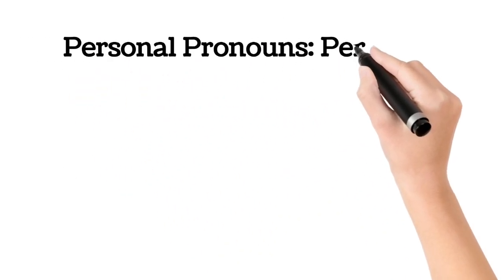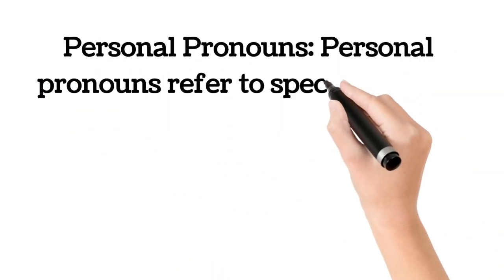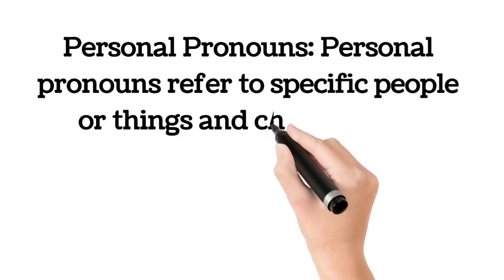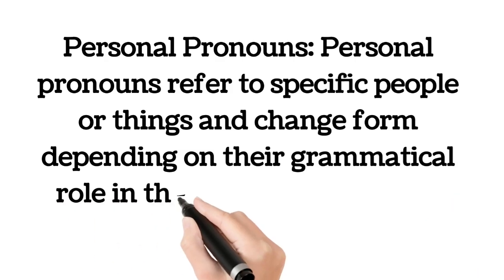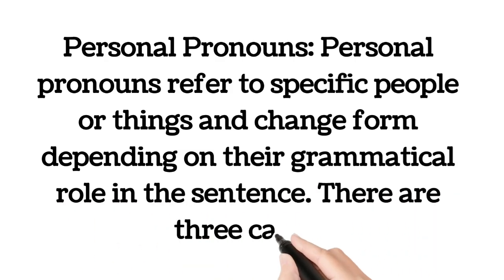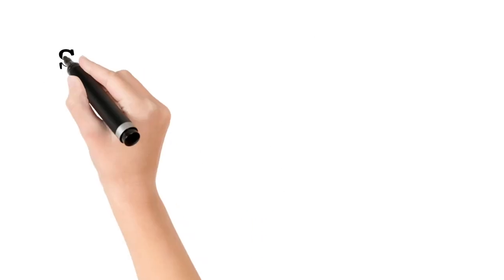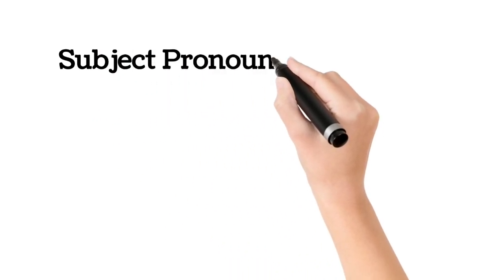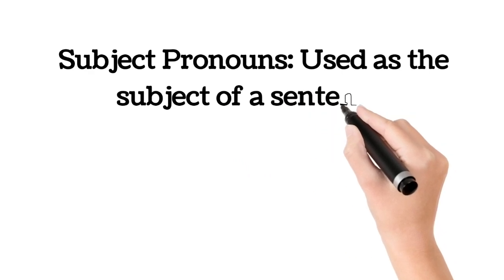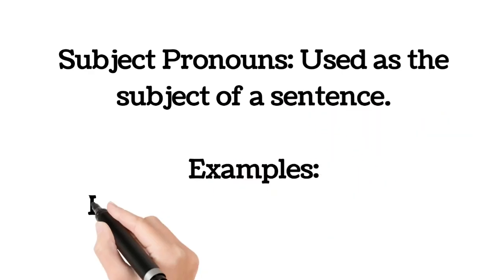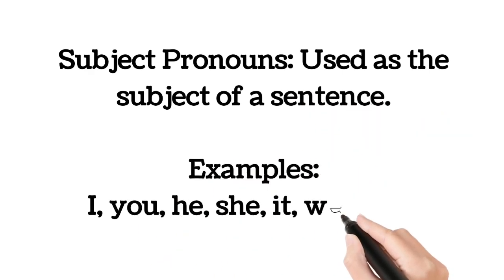Personal pronouns. Personal pronouns refer to specific people or things and change form depending on their grammatical role in the sentence. There are three cases. Subject pronouns, used as the subject of a sentence. Examples: I, you, he, she, it, we, they.